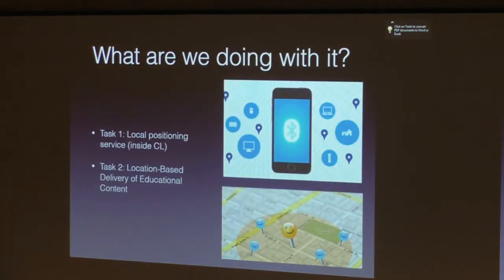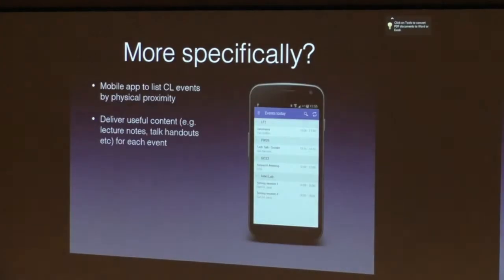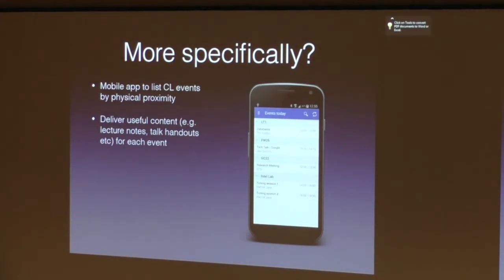So what we have decided to do is something more technologically advanced, something more challenging. One of the things we were doing was to create a positioning system, so we are determining your position inside the computer lab. Then we use this position to deliver some educational content. In particular, we have created a mobile app to list the upcoming events in the computer lab in the order of their physical proximity to your current location.